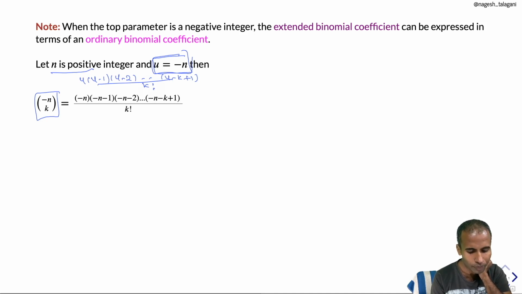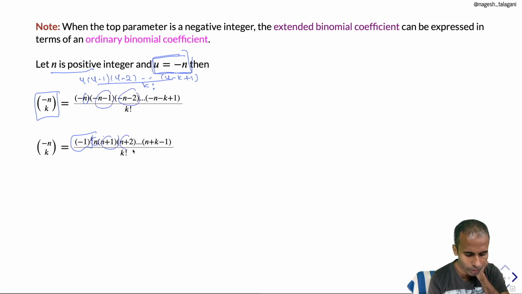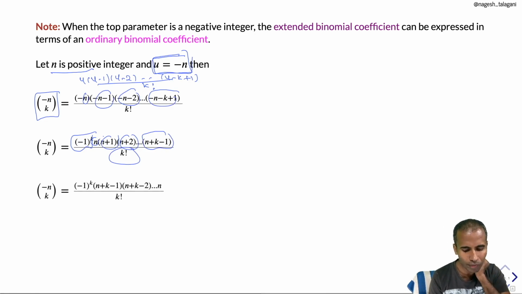Now there are k factors. In each factor, if you take minus 1 out, you will get minus 1 to the power of k common. Then you will see this is going to be n, this will become n plus 1, this will become n plus 2, and so on. This becomes n plus k minus 1. Denominator as it is, k factorial. Next, you just put it in reverse order. First I am writing n plus k minus 1, next I will write n plus k minus 2, and so on, the last I will write n. I'm just putting this product in reverse order.